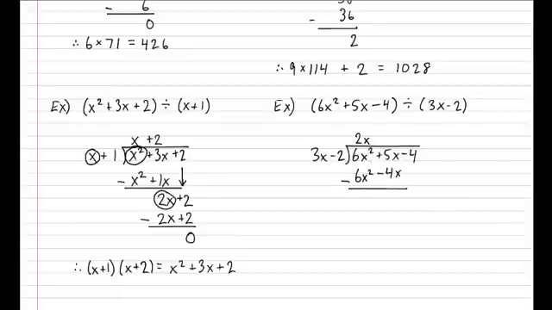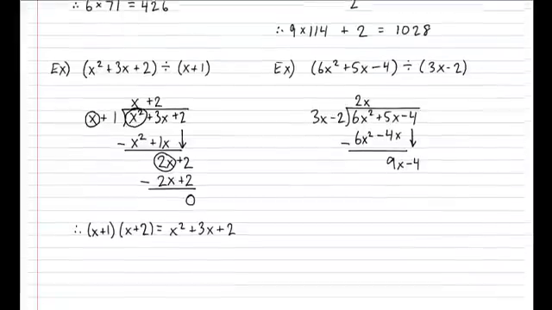6x squared minus 6x squared equals 0, so that's gone. And watch your sign combinations here. 5x minus minus 4x, that turns into 5x plus 4x, which is 9x. Bring down the next number or term in the dividend. Put the minus 4. Repeat the procedure.